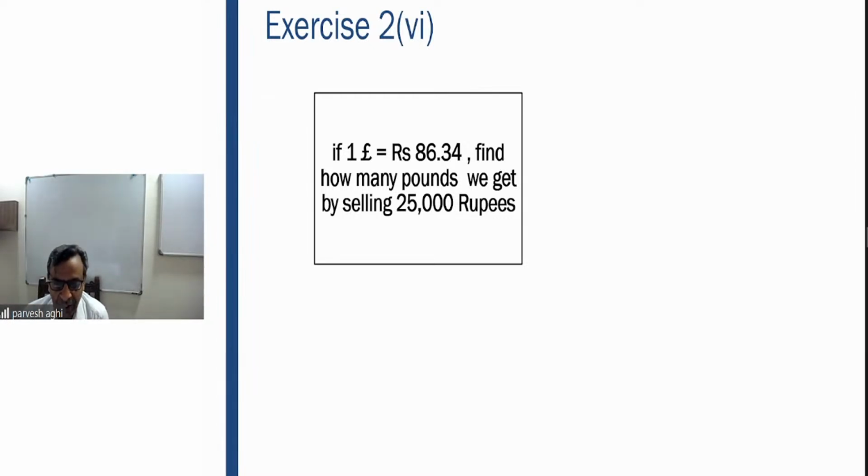1 pound is equal to rupees 86.34. Find how many pounds we get by selling 25,000 rupees. So please answer this. Yeah, everyone has got the right answer.